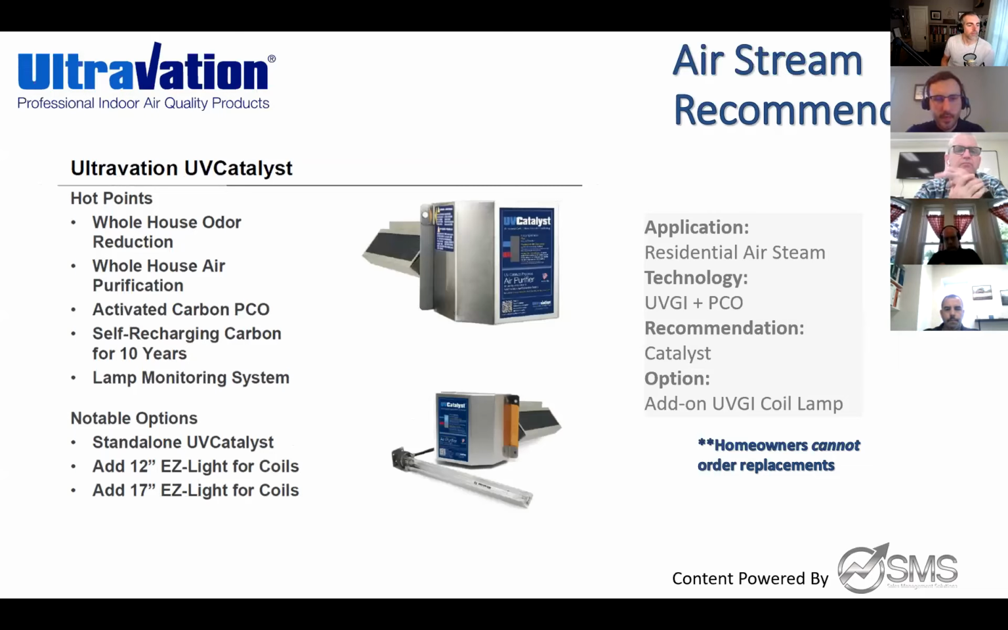So we're looking at our UV catalyst next, and this is a great product for a residential Airstream. This is a whole house odor reduction, whole house air purification. It does have activated carbon PCO, which means it does not produce any ozone. The carbon absorbs any ozone that is emitted by the reaction that takes place with the PCO. It has a lamp monitoring system that will let you know when the UV lights are no longer effective. You can get that in 12 or 17-inch.